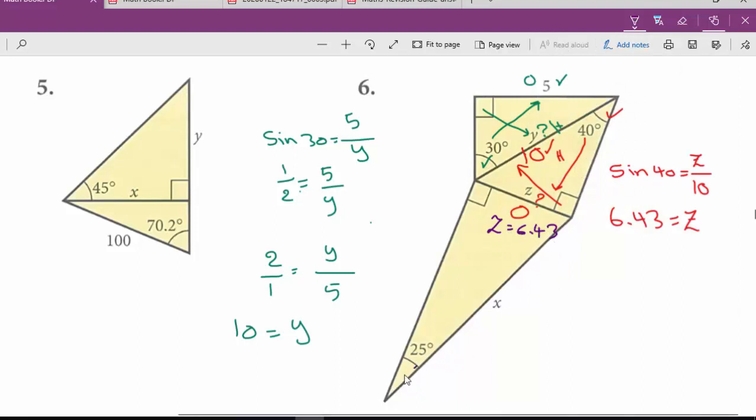In this triangle, one angle is given, one side is given, and one side is missing. Identify the sides. Z is the opposite for this angle, and x is the hypotenuse because it's the longest side in this triangle. Hypotenuse is missing. Which function can cover opposite and hypotenuse? Again, sine. Sine of 25 is equal to opposite, which is 6.43 over hypotenuse, x.